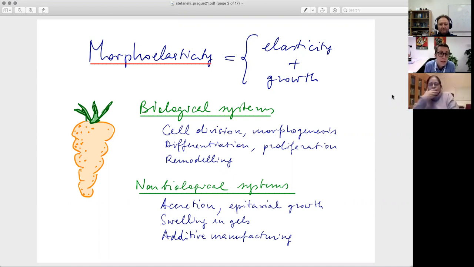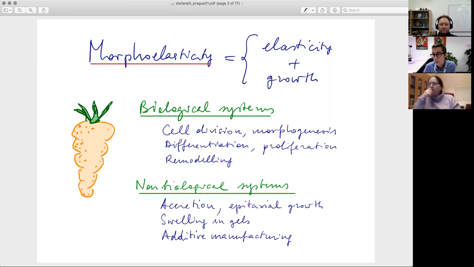So morphoelasticity, the change of shape and then elasticity, is also applicable to other systems which are not of biological nature. For instance, accretion: you imagine a snowball rolling down a hill. This will change shape by adding material on the surface. Another way of growing at the surface is epitaxial growth. You may consider growing a crystal by just depositing layer on layer of this crystal. That's also a growth process.